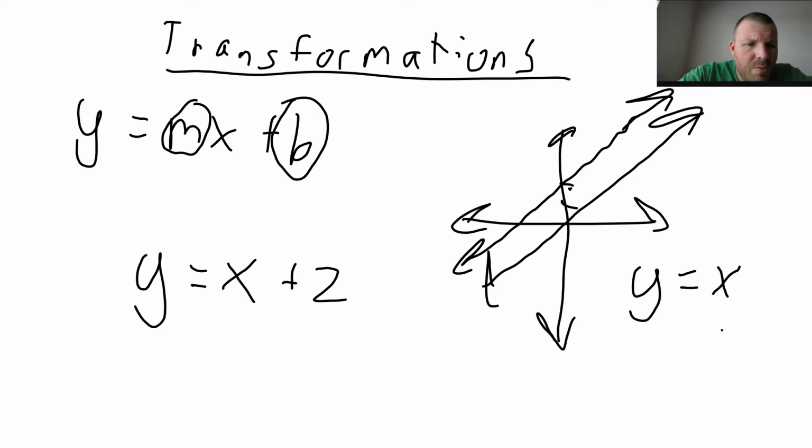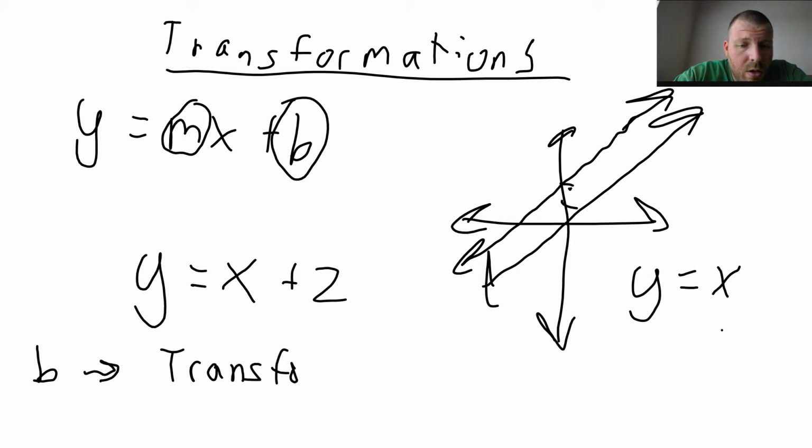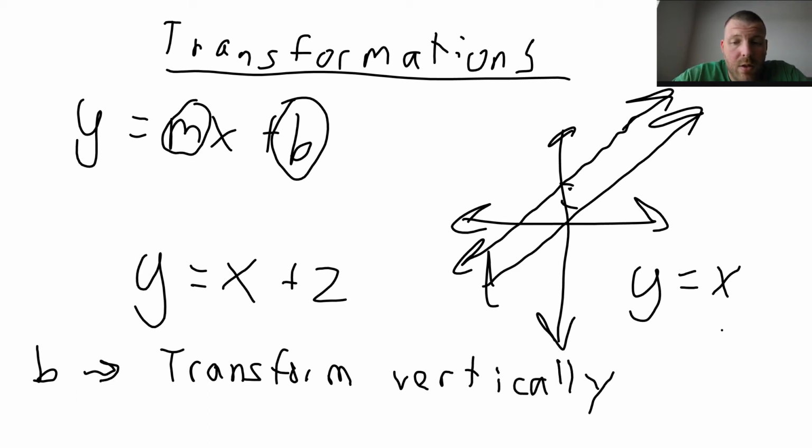So if I change b, okay, b is going to tell me that it's either going to go up or down, okay? That's basically it. So this tells me it's going to transform vertically, okay? And it's either going to be up or down, really, which is what vertically means. Okay, that's what b tells you.